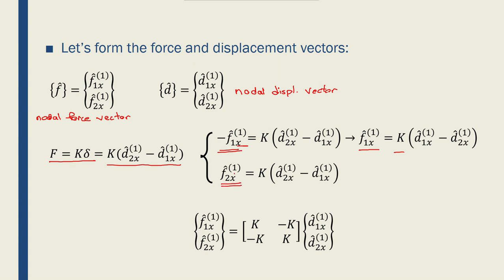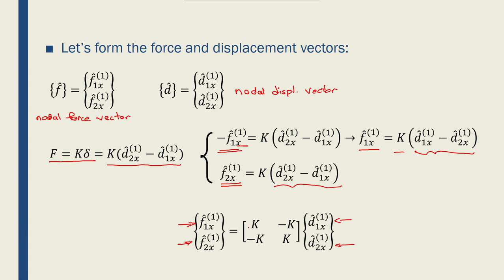Similarly, F2x1, so force at node 2 in x direction for element 1 in the local coordinate system, is equal to stiffness times D2x1 minus D1x1. So now that we have this in here, you can pay attention that the signs between these two parentheses are different. D1x1 minus D2x1, and here is D2x1 minus D1x1. So now if I rearrange all of these equations into a vector or a matrix form, I can write F1x1 and F2x1, and here I have D1x1 and D2x1.